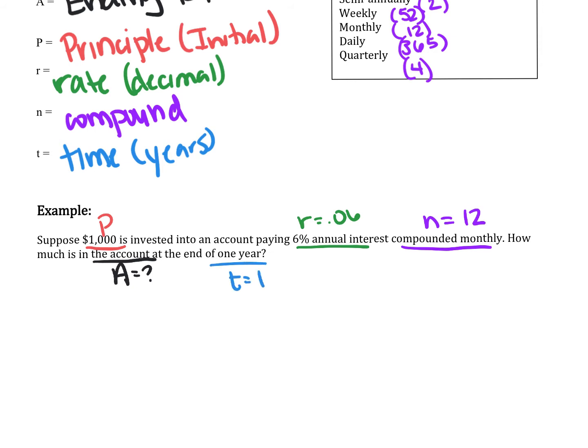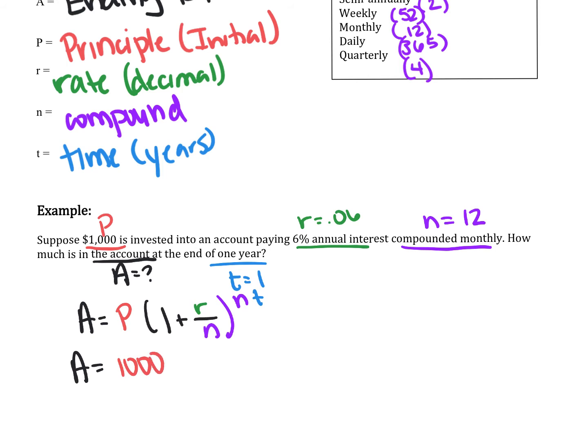And so when we use our formula, A is equal to P times 1 plus my rate R divided by my compounding period N, raised to the number of compounds I'm going to do for the number of years that I do it, NT. So A is equal to P, which is 1,000, times 1 plus my R, which is 0.06, divided by my N, which is now 12, raised to the 12 times T, and T here is just 1.